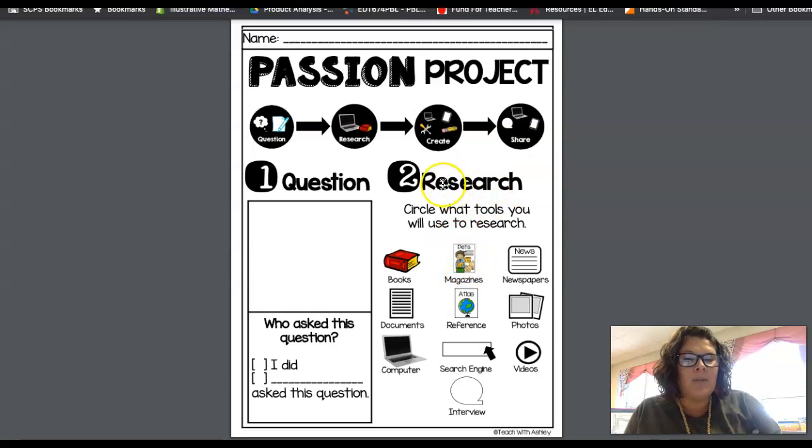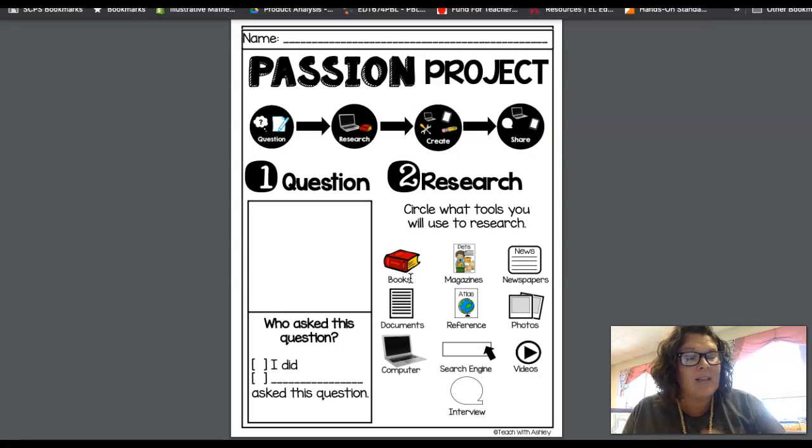Then I'm going to begin thinking about, how will I gather information about my questions? So as I look over here, the second part is the research. So I'm going to circle what I need to do, or what I'm going to use to be able to answer those questions. So one thing that I know I'm going to use is the computer, because I'm going to need to research online about tornadoes. Another thing that I'm going to use are books. So I'm going to also circle books, because books are something that can give me great information about a tornado.